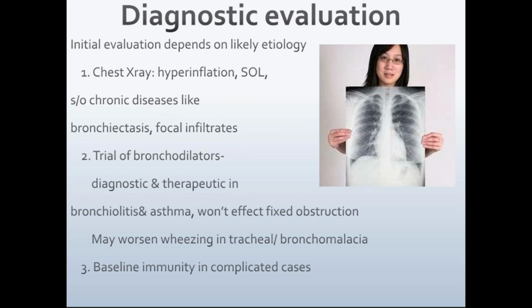So coming to your diagnostic evaluation, what are all the things you need to do to diagnose this condition? Initially, evaluation depends on the likely etiology. So get an X-ray done, to see whether there is any hyperinflation of lung fields, or any changes suggestive of chronic diseases like bronchiectasis, where you can appreciate honeycomb appearance, or any focal infiltrates. So X-ray gives you a clue. But in bronchial asthma, the diagnosis is mostly clinical. Usually we couldn't find anything apart from hyperinflation of lung fields, but if the child presented with wheeze with other possible etiologies, then you have to look for all these conditions.